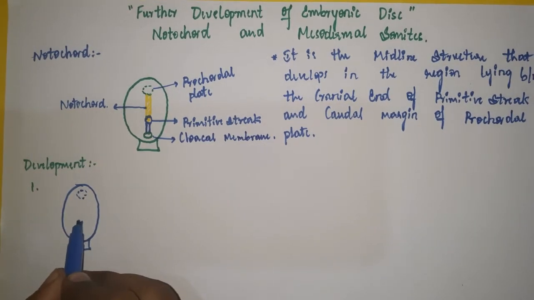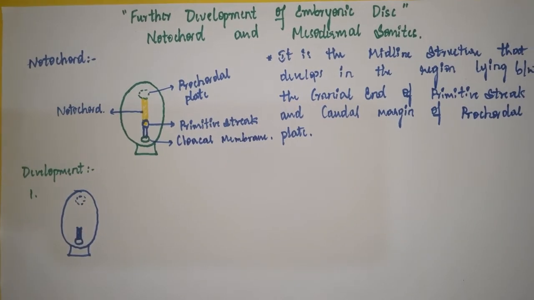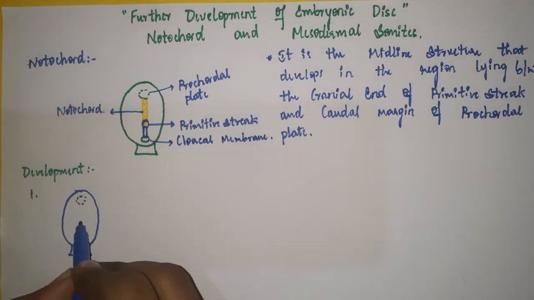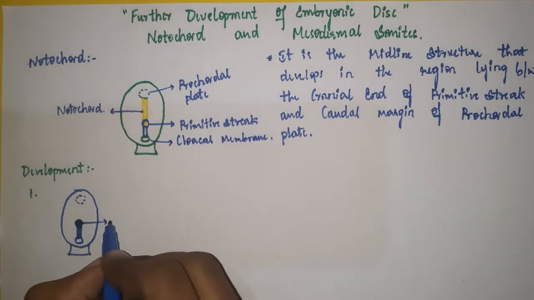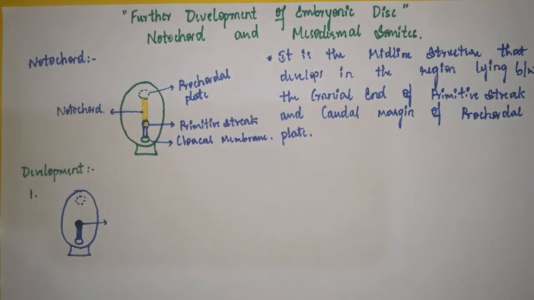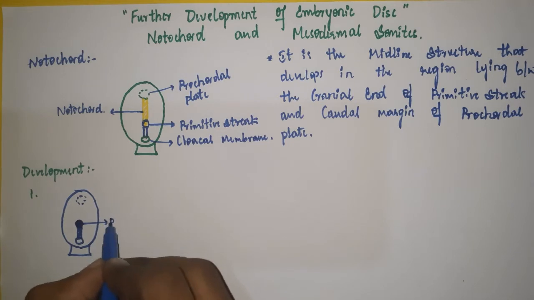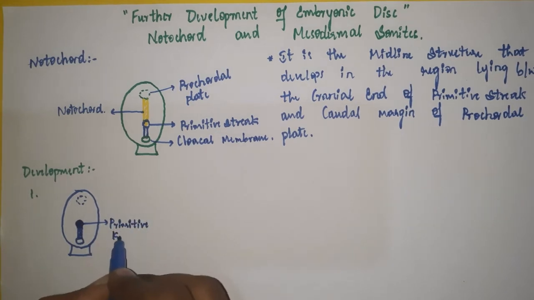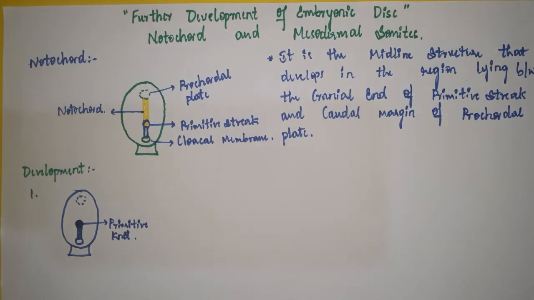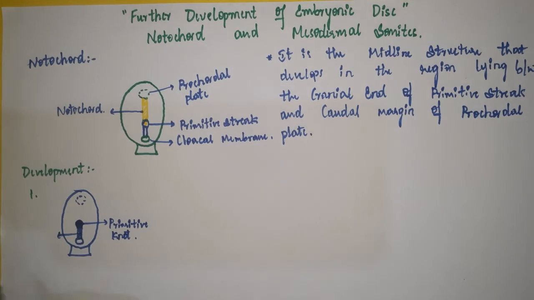This is the cranial end of the primitive streak. What is the change in the cranial end of the primitive streak? The cells divide and form a node or knot like this. This is called the primitive knot, or Hensen's knot, or primitive node. Okay, the primitive knot is also called Hensen's knot or primitive node. This is the primitive streak.